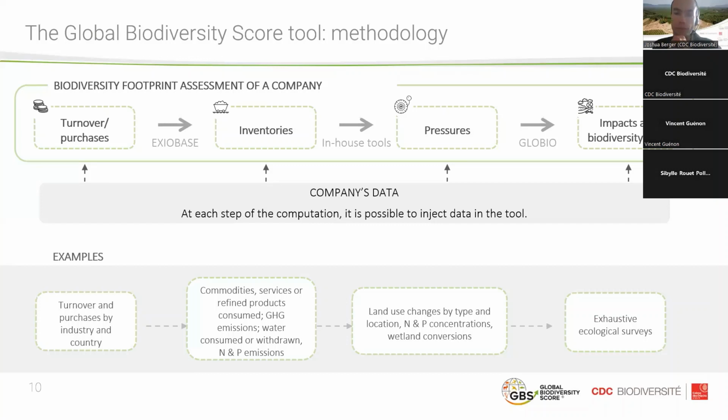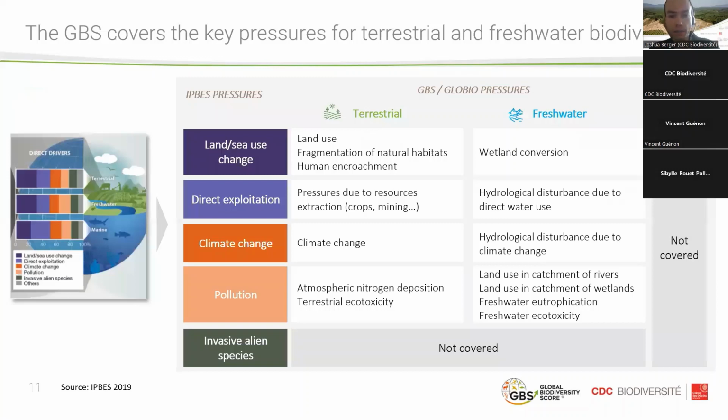Next slide. So the pressures covered by the GBS are in line with the IPBES, so the equivalent of the IPCC for biodiversity. So land and sea use change, direct exploitation, climate change, pollution, invasive alien species, that's the pressures of the IPBES. Unfortunately, in the GBS, we do not cover yet invasive alien species. We also do not cover marine biodiversity due to scientific gaps. As soon as science progresses and we have pressure impact relationships for that, we will include them. So I won't go into detail about the detailed pressures as we don't have time, and we will cover that in a webinar in January. But so four out of the five main IPBES pressures and two realms, terrestrial and freshwater, are covered in the GBS.